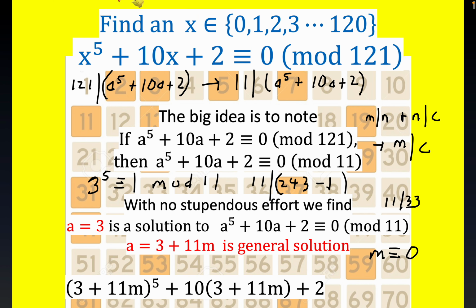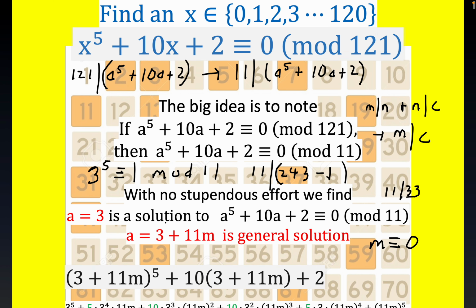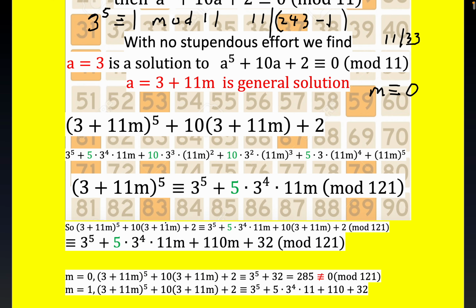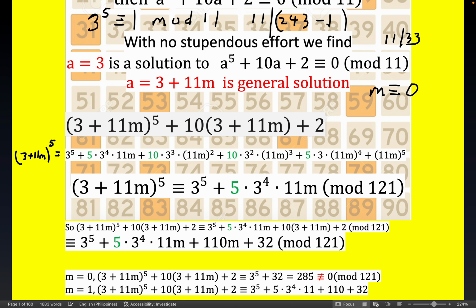It's on the same screen there, isn't it? Right here, I was running out of space, and so this part right here, 3 plus 11M raised to the 5th, is equal to this. I just didn't have room to write the whole thing out.